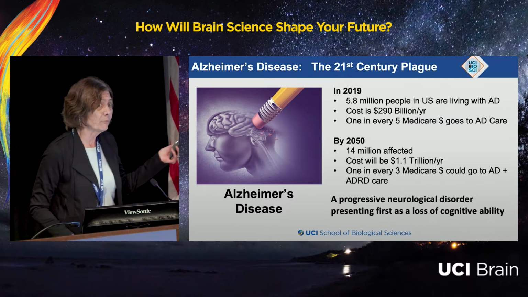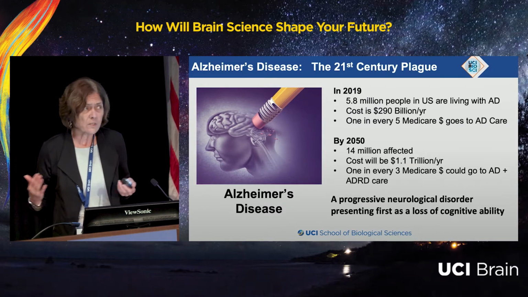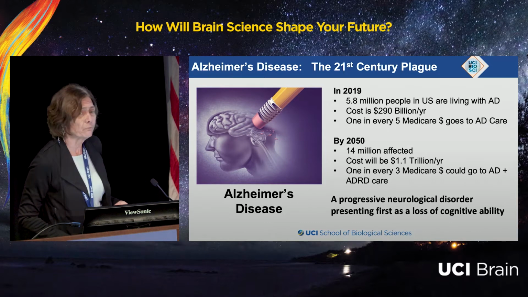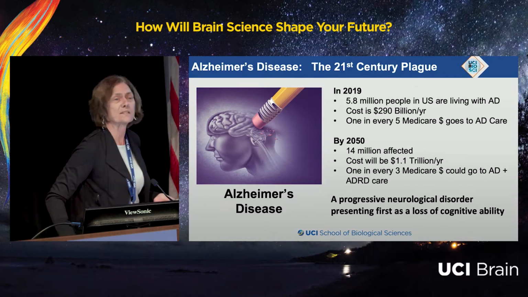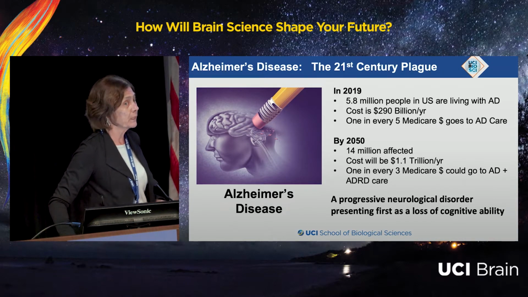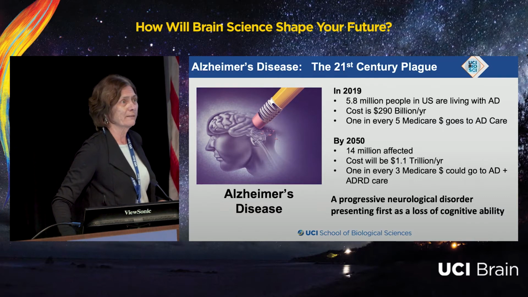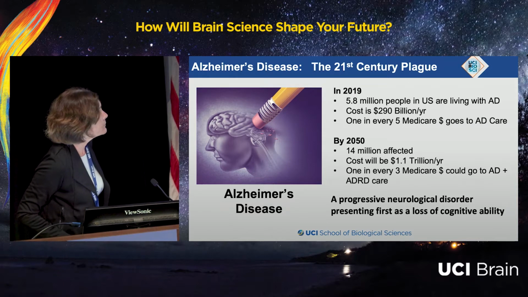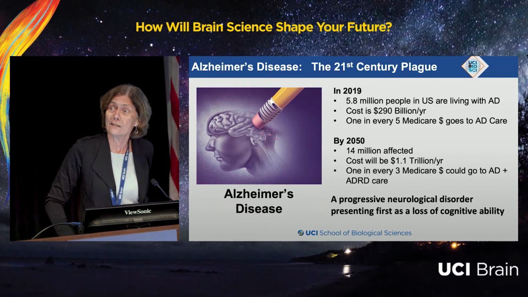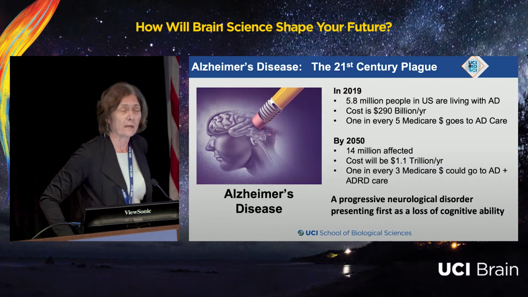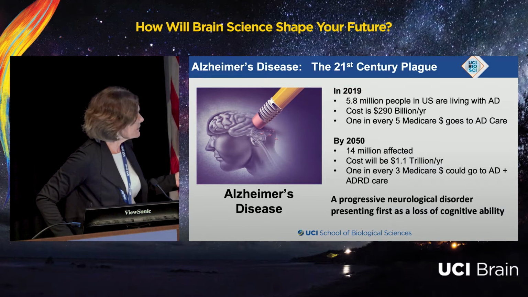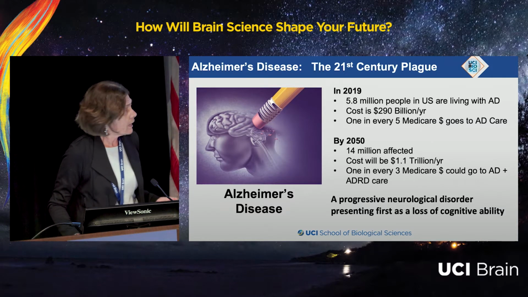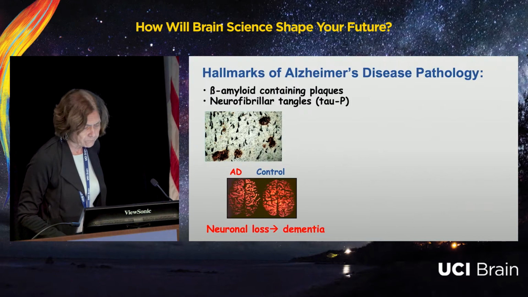In addition, if we don't find some kind of way to stem this or slow the progression of the disease by 2050, there will be 14 million affected in the United States alone at $1.1 trillion, i.e. 1 out of every 3 Medicare dollars as it stands now, would go for Alzheimer's disease and Alzheimer's disease-related disorders, dementia care. So Alzheimer's disease is a progressive neurological disorder, and it presents first with a loss of cognitive ability.